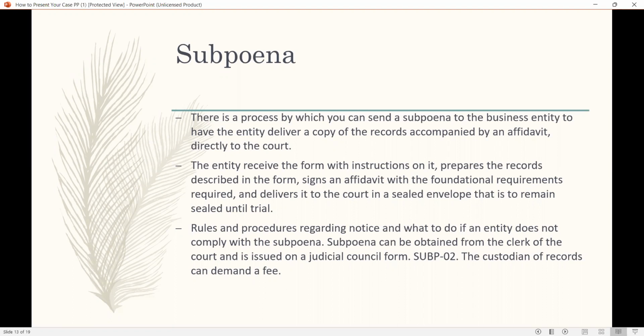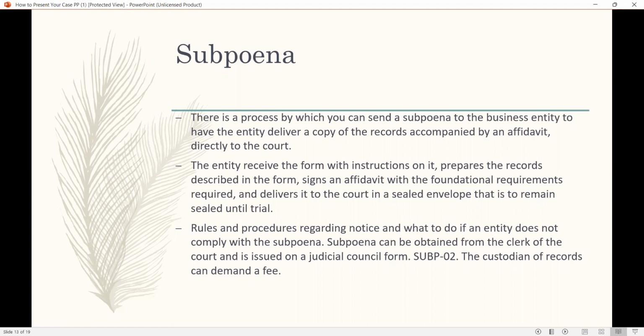The entity will receive the form with instructions on it. They prepare the records described in the form, which gets filled out by you. They sign an affidavit containing the foundational requirements that we just went over, and they deliver it to the court in a sealed envelope that is to remain sealed until your date of trial.